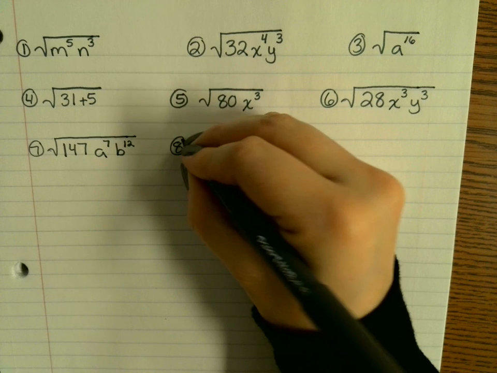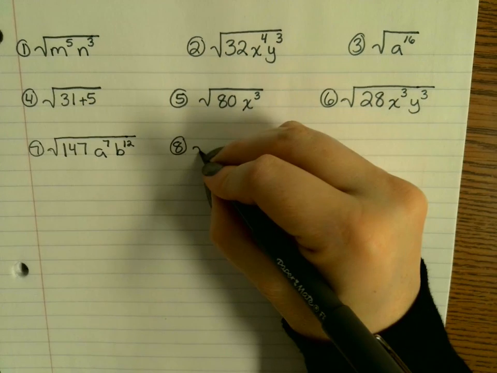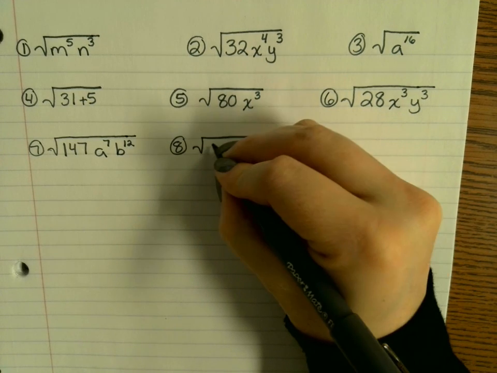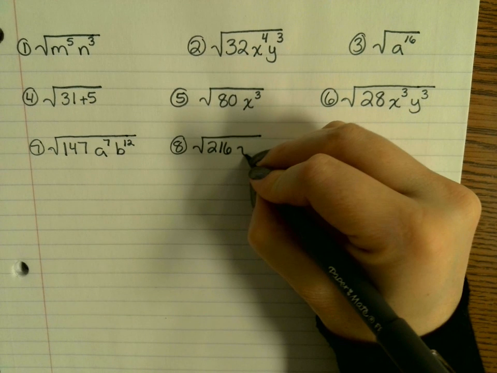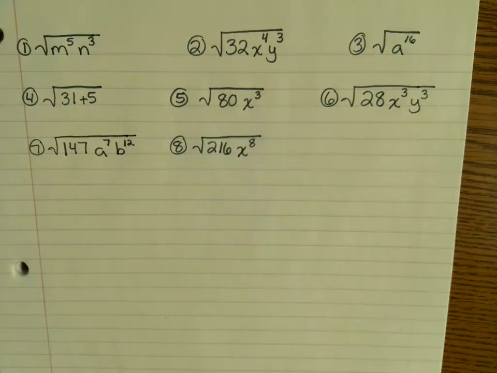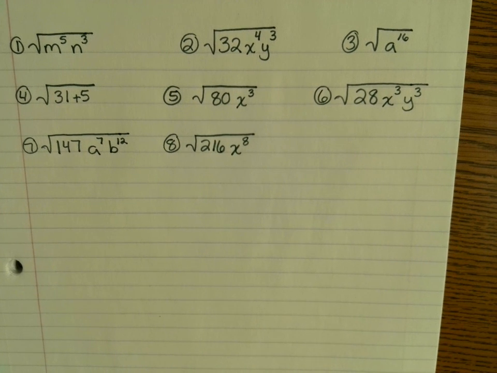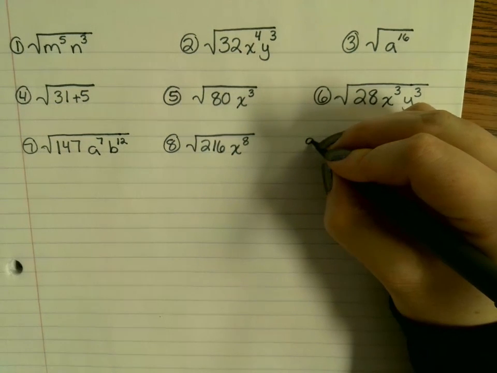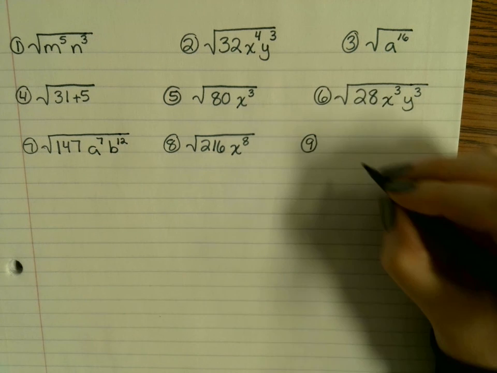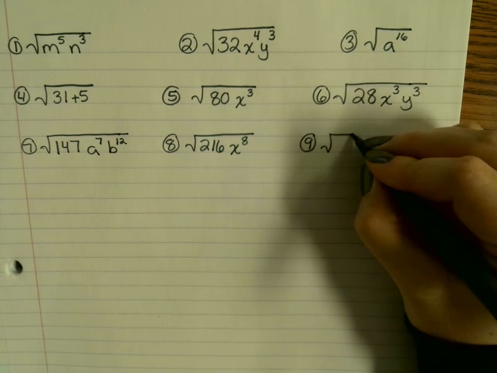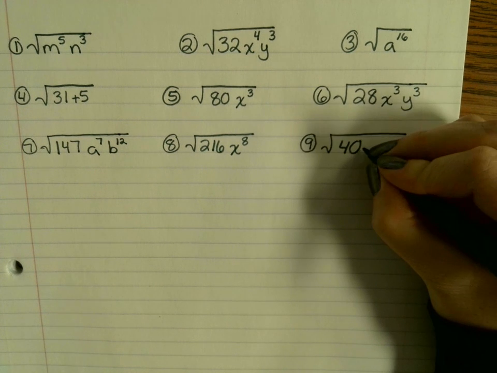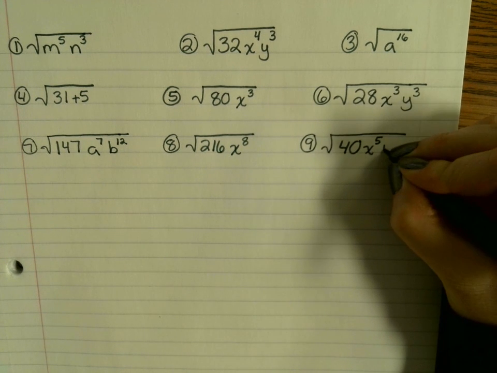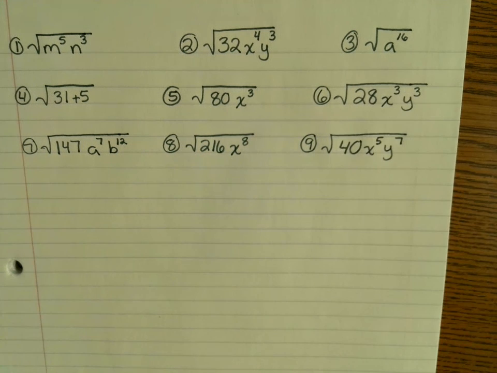Number 8, square root of 216, x to the 8th. Number 9, square root of 40, x to the 5th, y to the 7th.